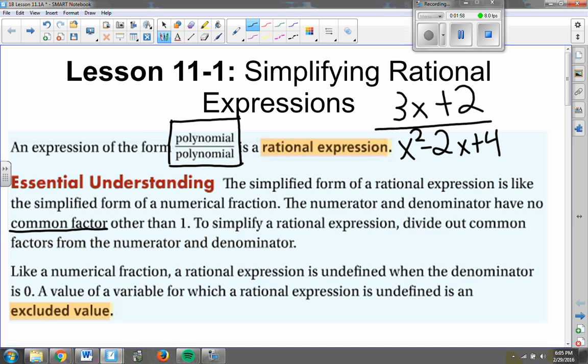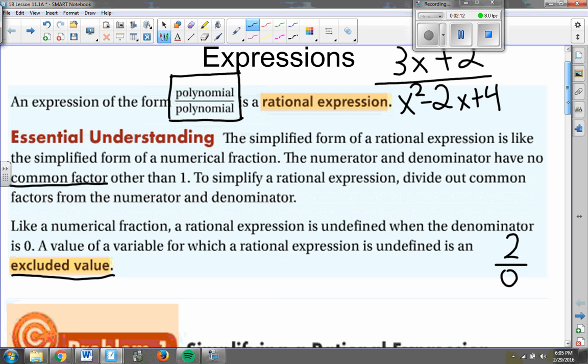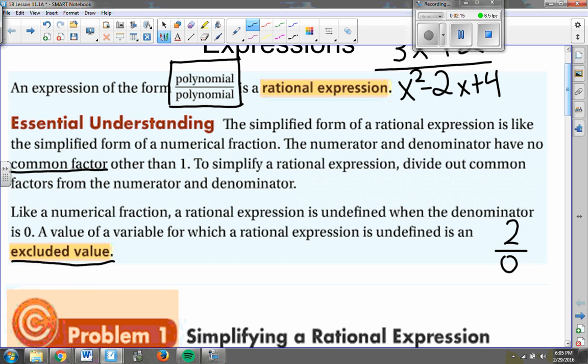One more thing we need to add to our notes before we move on to see what kind of problems we will look at today. We need to understand what an excluded value is. I hope that you understand that we cannot divide things by 0. 2 divided by 0 is not allowed. So we can't do something like that, which means the denominator of our fraction is never allowed to be 0.